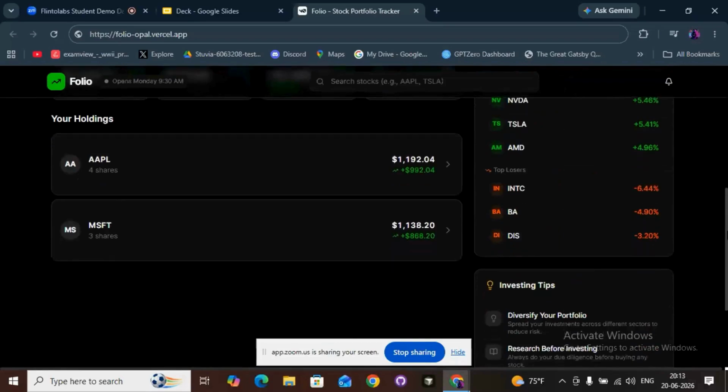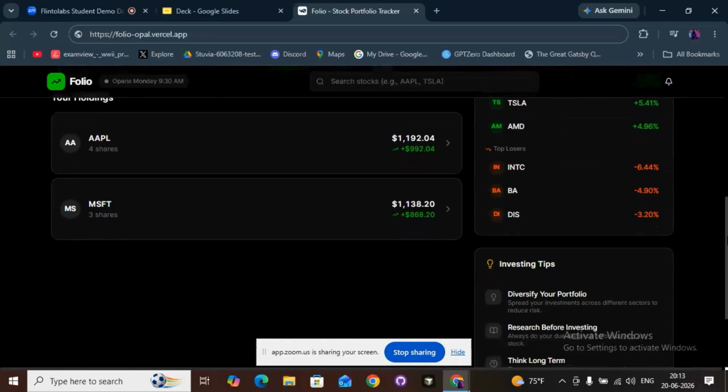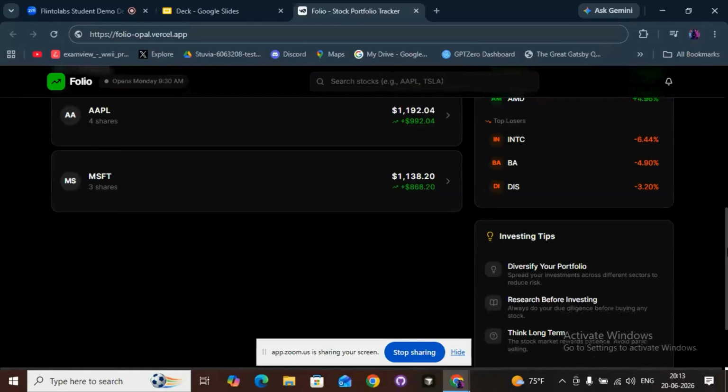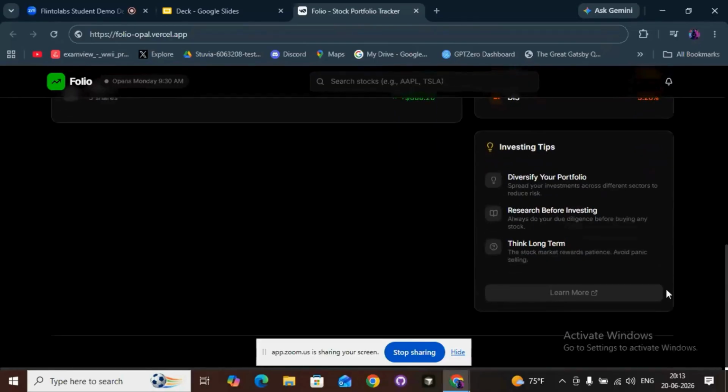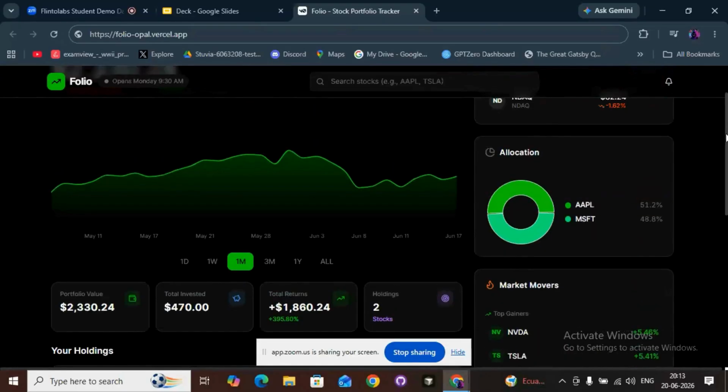And at the bottom, this is the unique feature I added. It also helps you learn. It doesn't just track your stocks. These tips are written in very simple language, so beginners can understand key ideas like diversification and long-term investing. And there's also a learn more section if students want to go deeper into any topic. So as you can see, this app is very smooth and very easy to use.